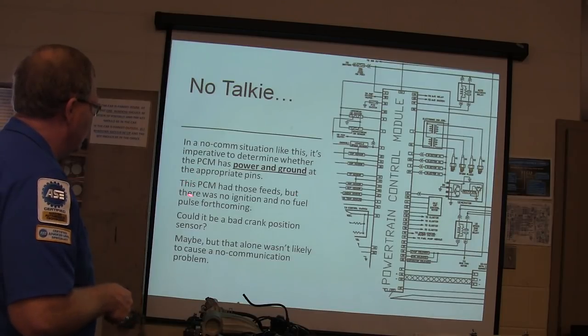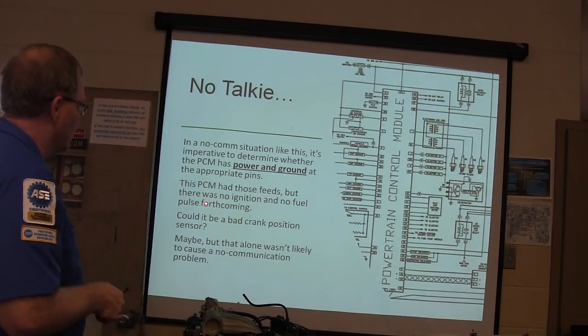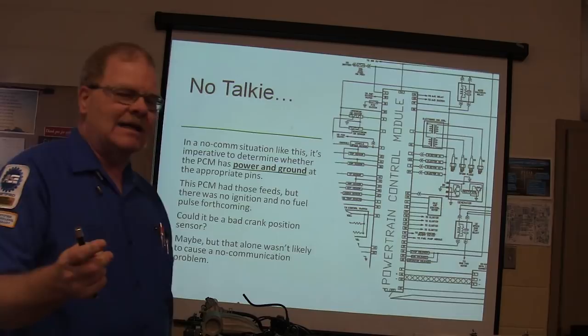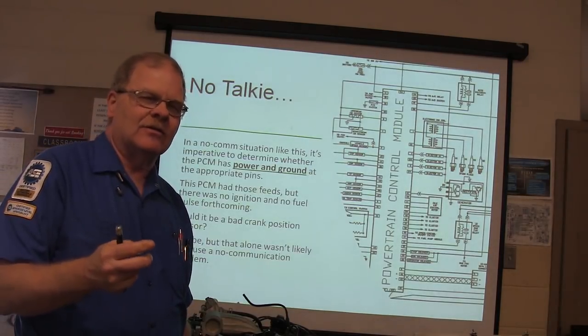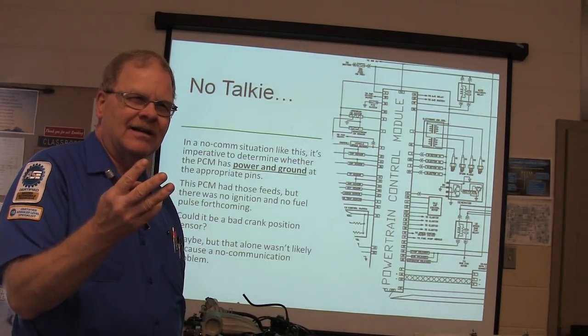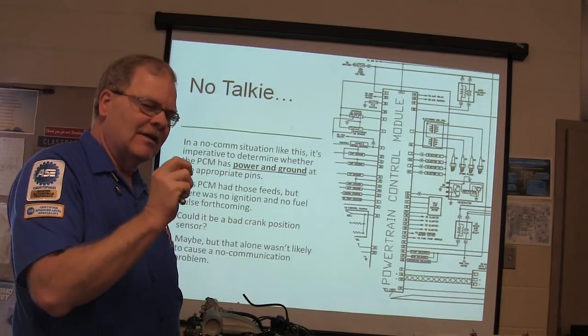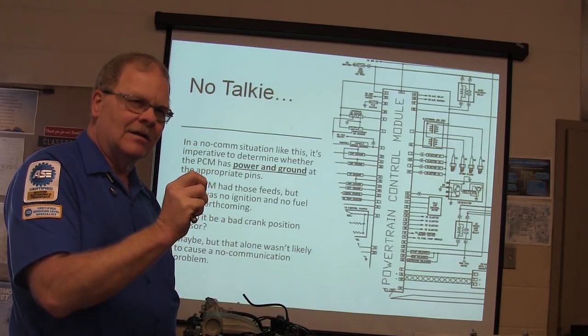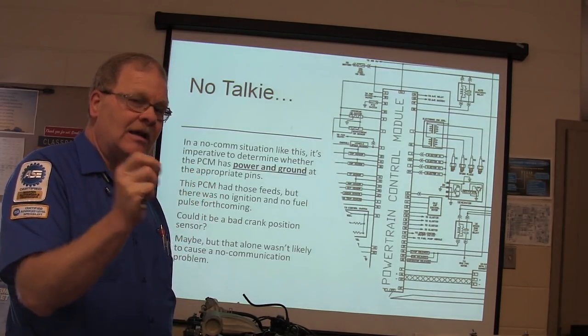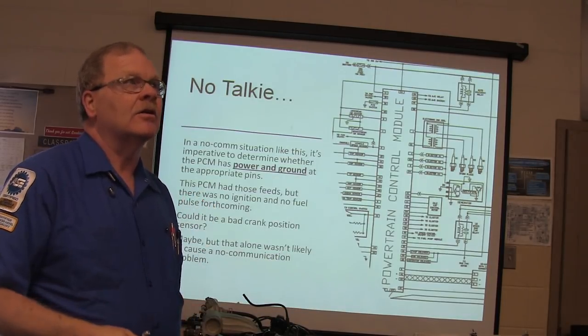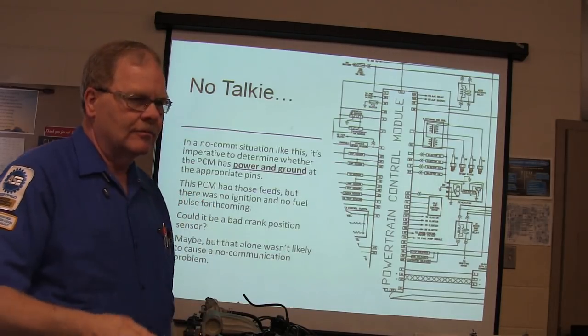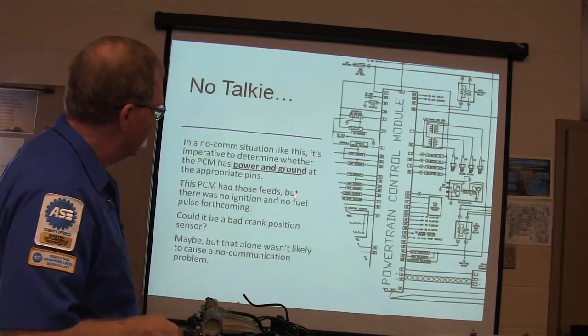It had the feeds, but there was no ignition and no fuel pulse. Now, if you got power there, check next to see if you got reference voltage. Reference voltage goes to the three-wire sensor, right? So if there's a 5-volt reference lead there, and you've got power and ground going to the engine, and you got 5 volts, then you're going to be digging for issues with your crank sensor or something like that, but you can figure it out.